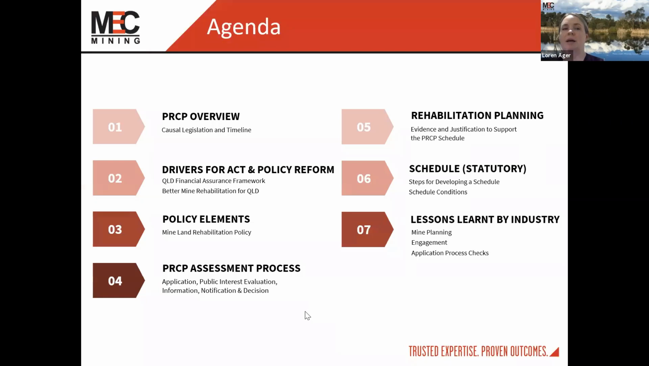So today's agenda, we're going to be looking at an overall understanding of the PRCP here in Queensland. For those who are not familiar with it, it's just a quick update on the legislation and the policies that resulted in the PRCP changes here in Queensland, the drivers for that, the policy elements, which is specific to PRCP and what is statutory requirement, the PRCP assessment process, so when lodging a PRCP, rehabilitation planning, which is one of the sections that is required for PRCPs, the schedule, which is the statutory element, and then lessons learned by industry so far.